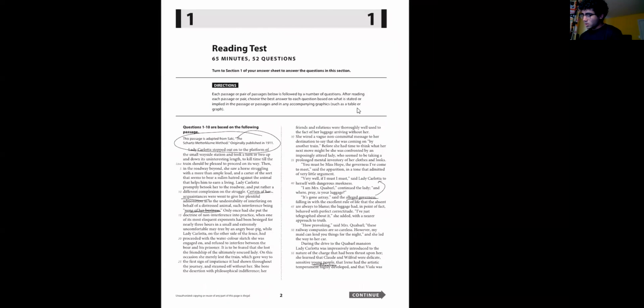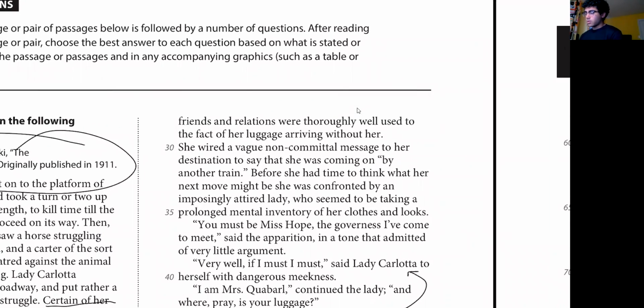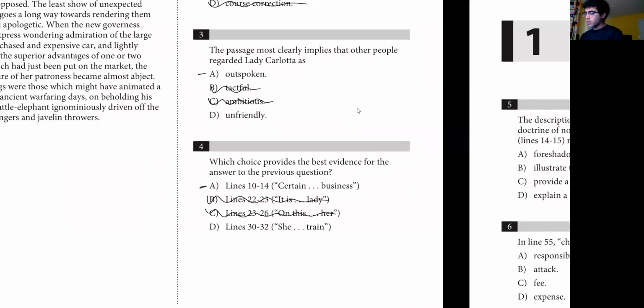30 to 32. She wired a vague non-committal no. Again, these are all actions, right? You want to find a line that basically argues for a specific thing. As you can see, C and D are just outlining what happened. Lines 23 to 26 is just saying the train went off, and lines 30 to 32 are just saying that she's letting someone know that the baggage is on the first train, then she'll be going on another train. These are just actions. These don't argue towards her being outspoken, tactful, ambitious, or unfriendly. Your answer here is going to be A for both.